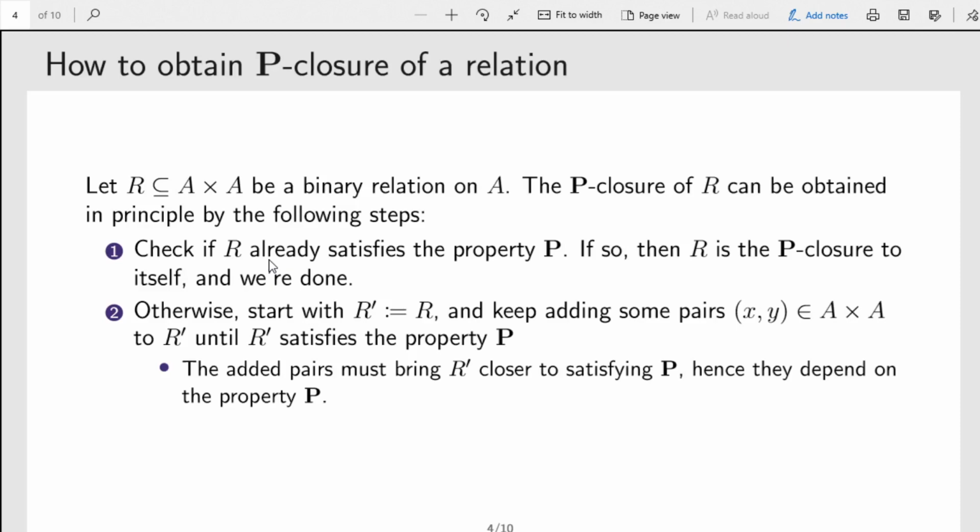Otherwise, we start with, say, R prime, by defining R prime to be R, and then we keep adding pairs x comma y from the Cartesian product of A times A to R prime. So you add pairs to R prime until it satisfies the property P. Now, of course, not every pair could be added, right? The added pairs should bring R prime closer to satisfying P. Now, exactly which pairs must be added? Well, that depends on the property P itself.